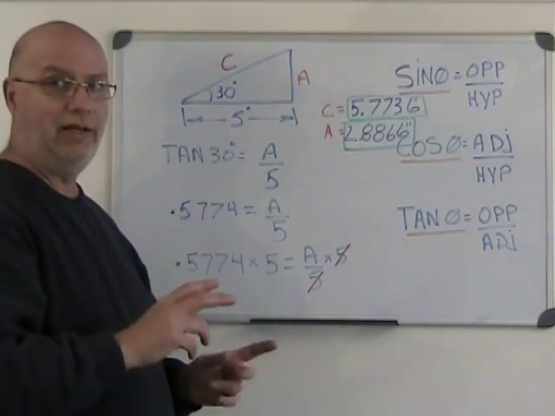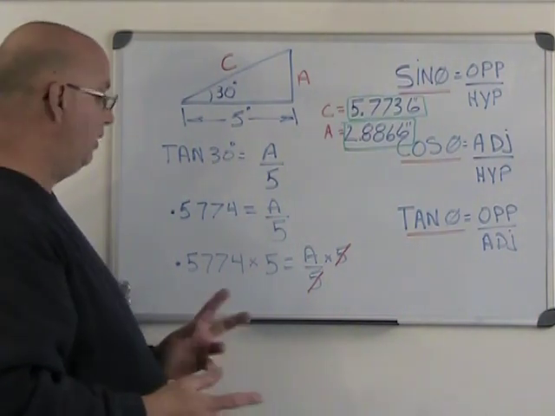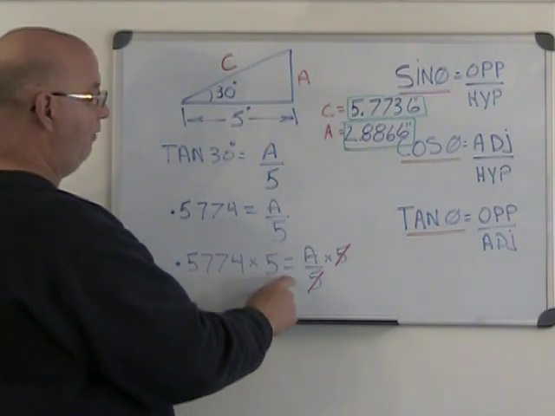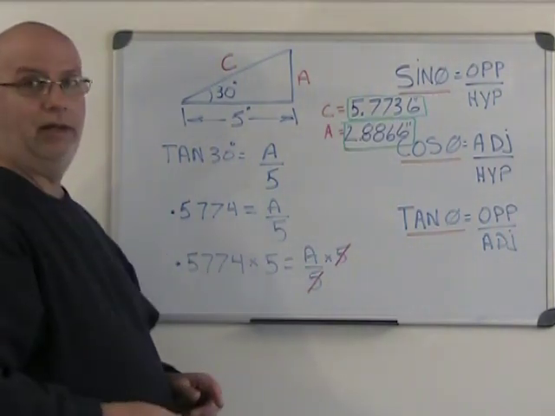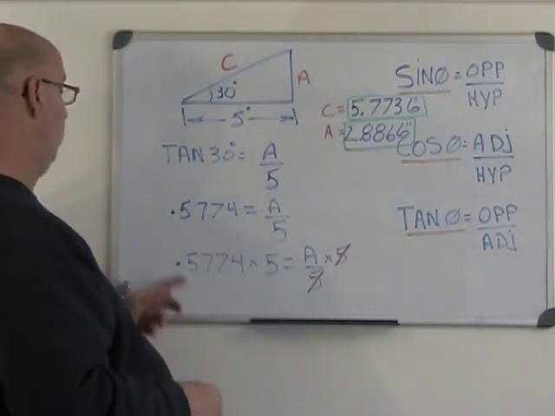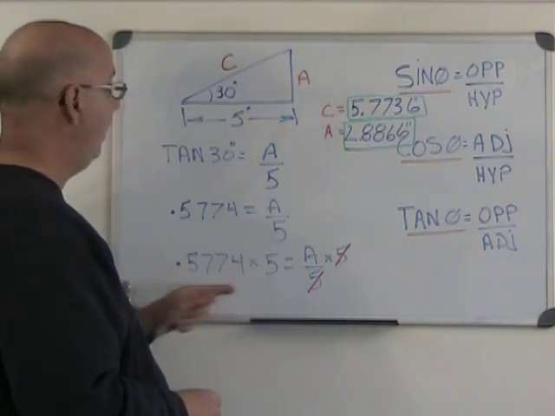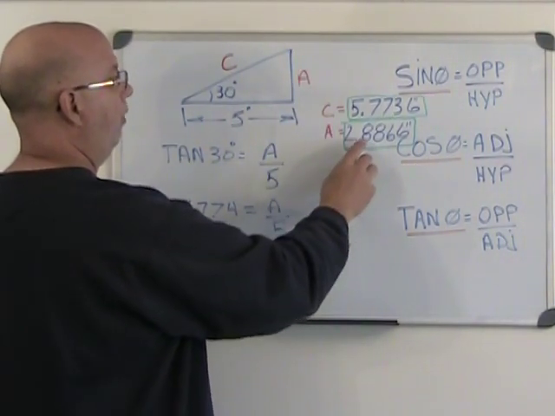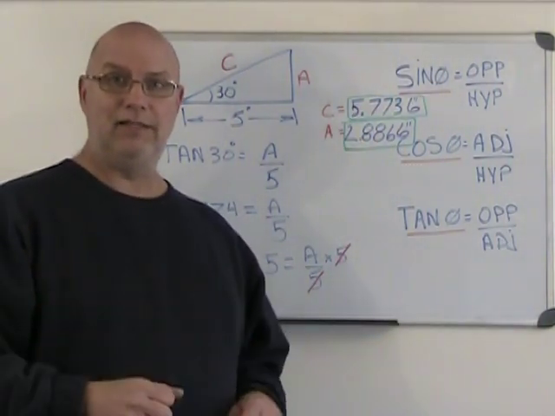I want to isolate my A variable. So for that, I'm just going to multiply both sides by 5. So 0.5774 multiplied by 5 equals A over 5 multiplied by 5. I can simplify and reduce those two 5s, and that will give me that A is equal to 0.5774 multiplied by 5. If I calculate that, I end up with a height A equal to 2.8866 inches. And again, it's just that simple.